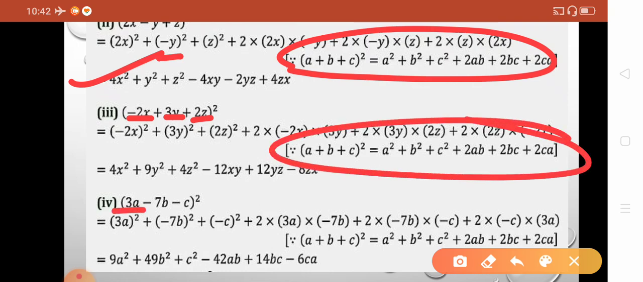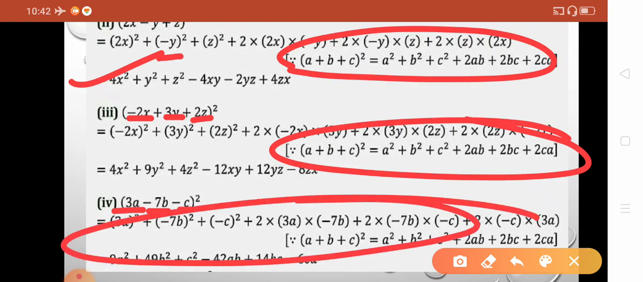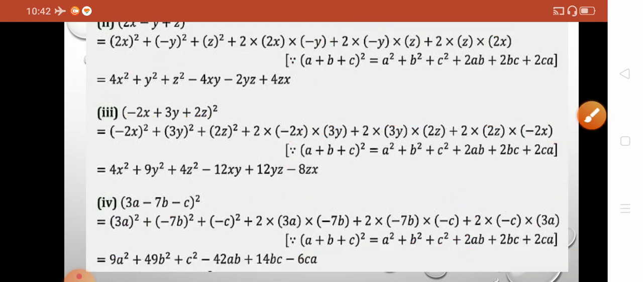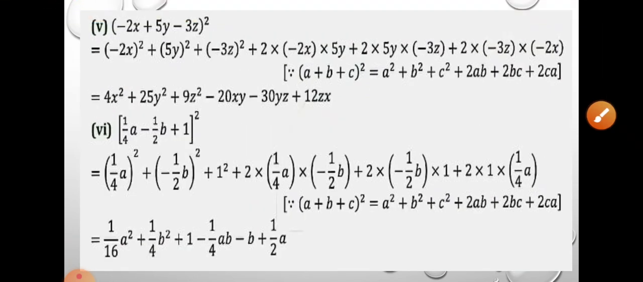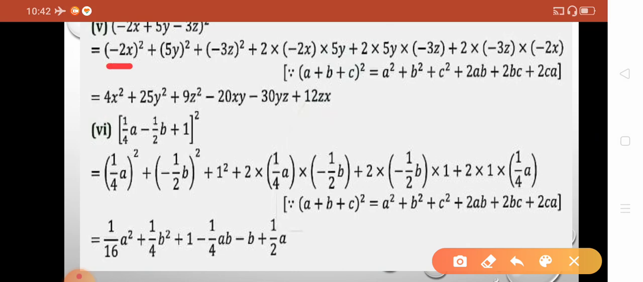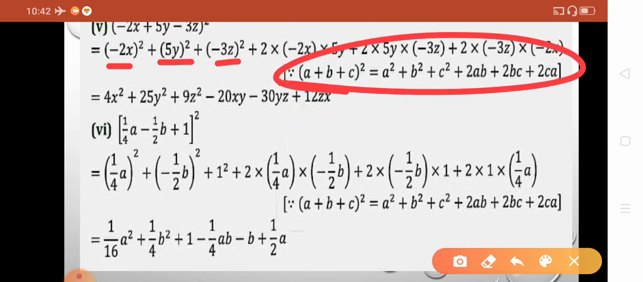Next, the value of a is 3a, the value of b is minus 7b, the value of c is minus c. Again we will use the formula and put in the values. Next, (-2x + 5y - 3z). Again the value of a is minus 2x, the value of b is 5y, the value of c is minus 3z. We will use the same formula here and we will open the expression.